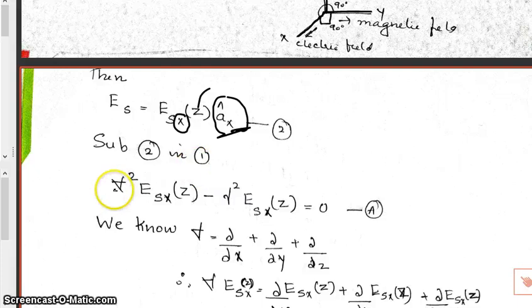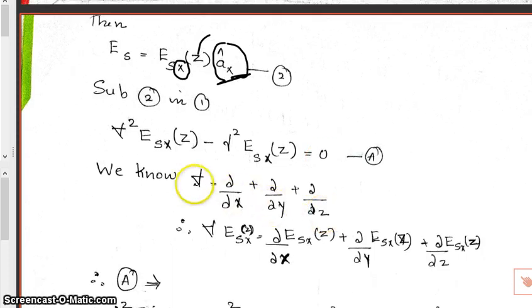So again write del square Esx of z minus gamma square Esx of z is equal to 0, and we know del is equal to dou by dou x plus dou by dou y plus dou by dou z. So I can write del Esx of z is equal to dou by dou x Esx of z plus dou by dou y Esx of z plus dou by dou z Esx of z.